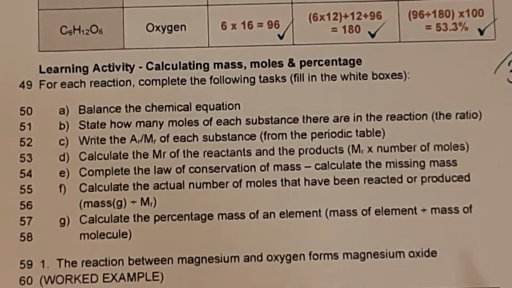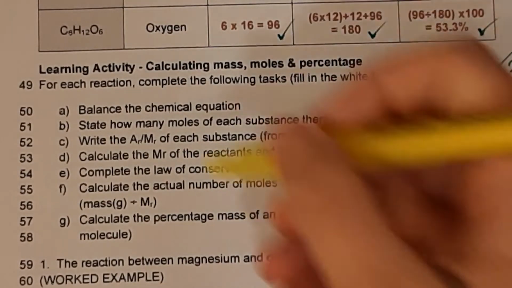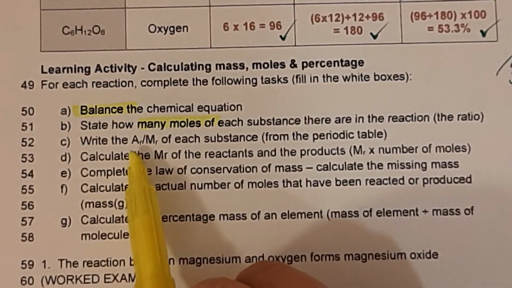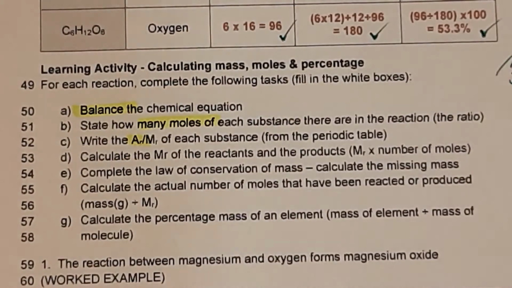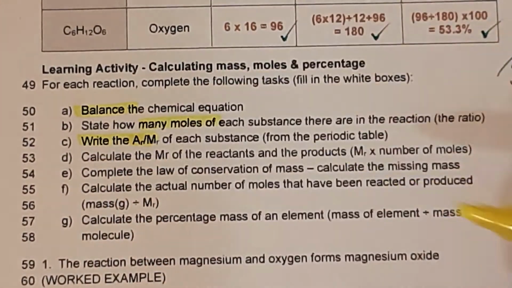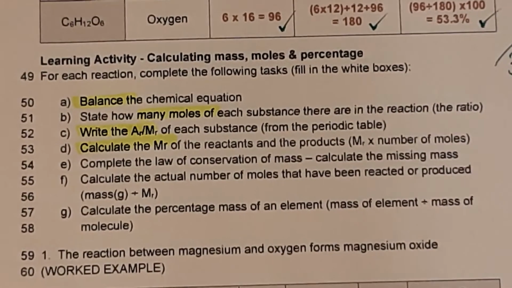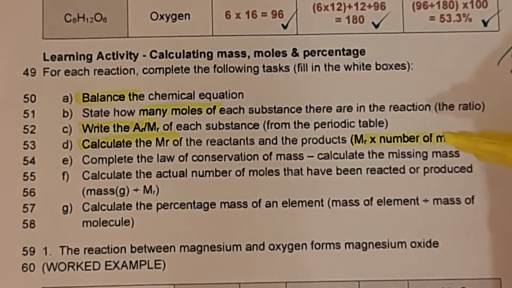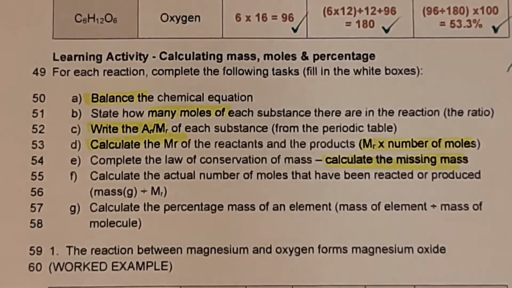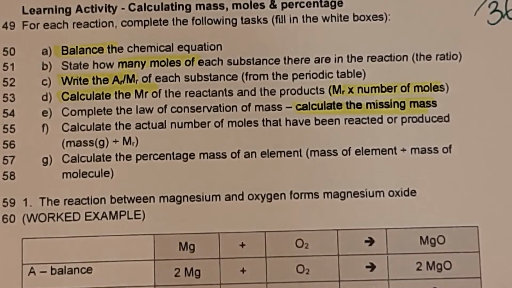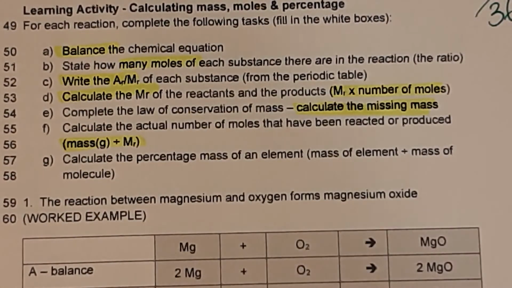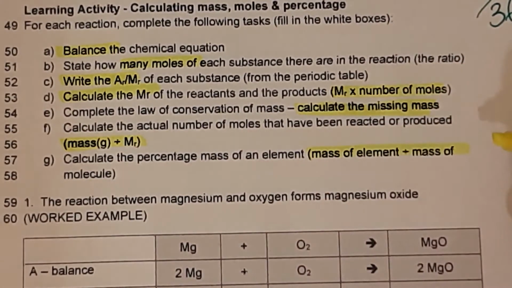First of all, you need to balance the chemical equation. Then you need to state how many moles of each substance there are in the reaction. So balance it. How many moles are there? Then write the relative atomic mass or MR of each substance, and you'll need to use your periodic table to do that. Then you need to calculate the MR of the reactants and the products, which is the relative molecular mass multiplied by the number of moles. Then, using the law of conservation of mass, calculate the missing mass. Second to last, calculate the actual number of moles that have been reacted or produced, which is mass divided by relative molecular mass, and then calculate the percentage mass of the element, which is the mass of the element divided by the mass of the molecule.